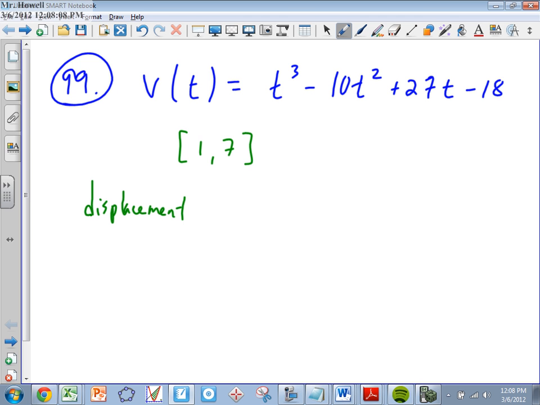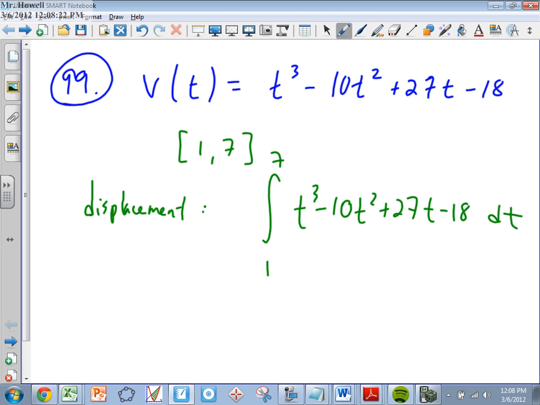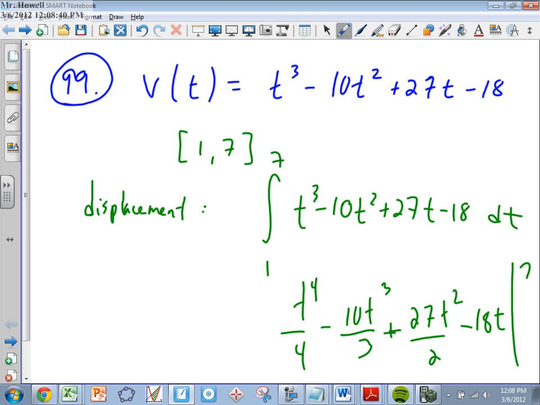So for displacement, your answer is simply the integral of t cubed minus 10t squared plus 27t minus 18 dt from 1 to 7. Okay? That's the displacement. Now, whatever you get as a number, that's your value. Remember, how do you integrate this? t to the 4th over 4 minus 10t cubed over 3 plus 27t squared over 2 minus 18t, from 1 to 7.